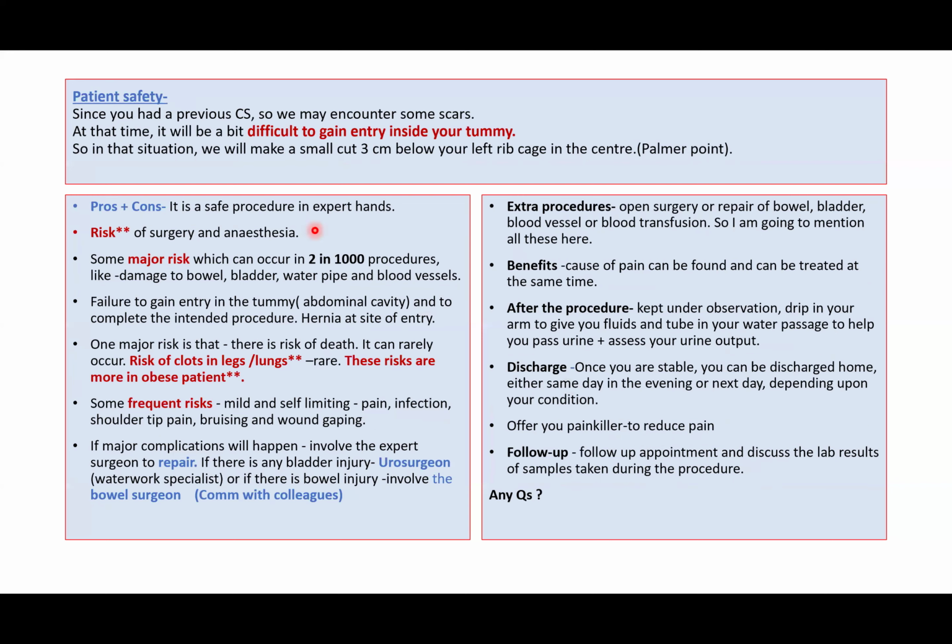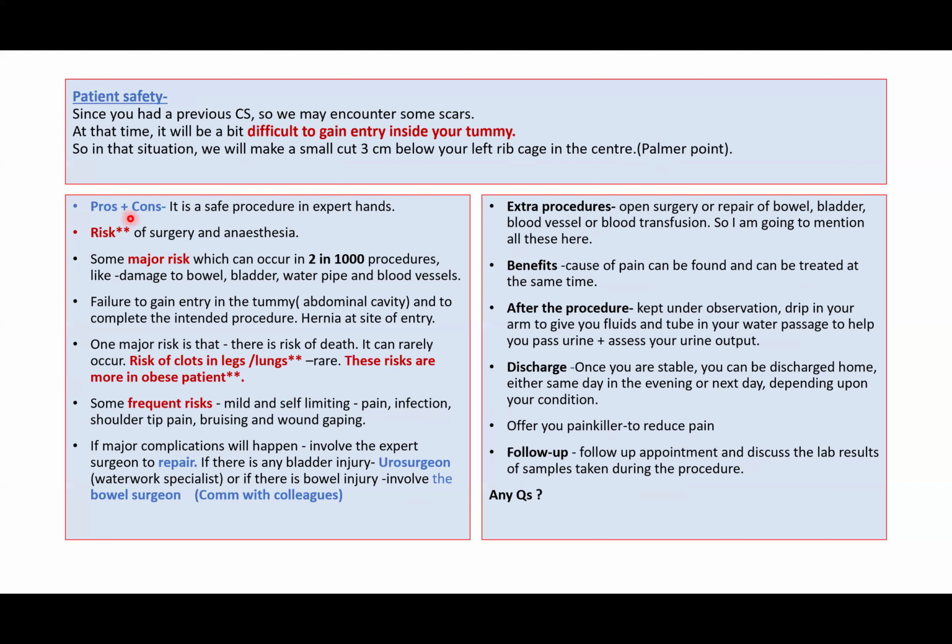Any questions? Now, since you had a previous cesarean section, we may encounter some scars. At that time, it will be a bit difficult to gain entry inside your tummy. So in that situation, we will make a small cut 3 centimeters below your left rib cage in the center, that is the Palmer's point.